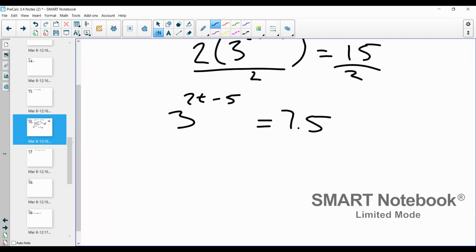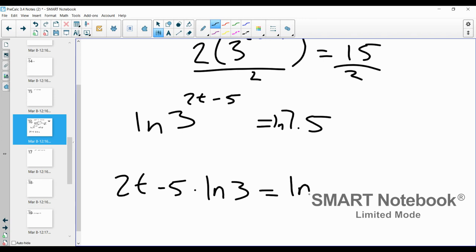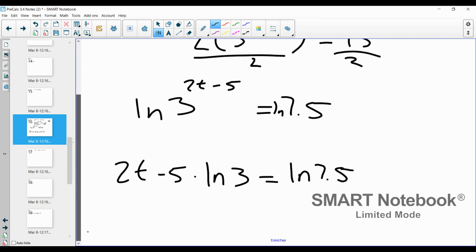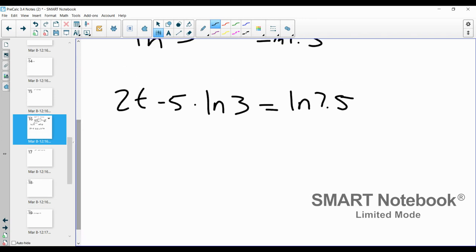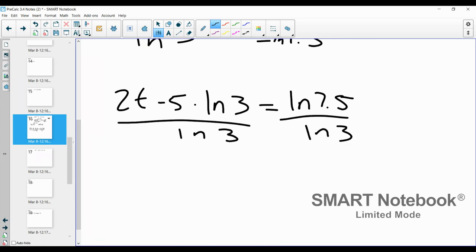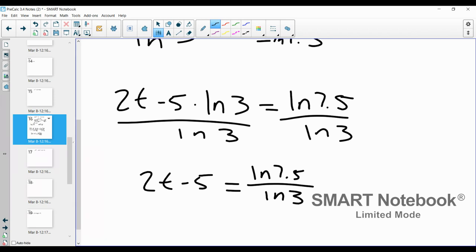I need to somehow get this down from the exponent. So I know that if I use logarithms or natural log, I can use the power rule to bring something down. So I'm going to take natural log of both sides. So this becomes 2t minus 5 times the natural log of 3 equals the natural log of 7.5. This one becomes dividing by the natural log of 3. I have 2t minus 5 equals the ln of 7.5 over the ln of 3.